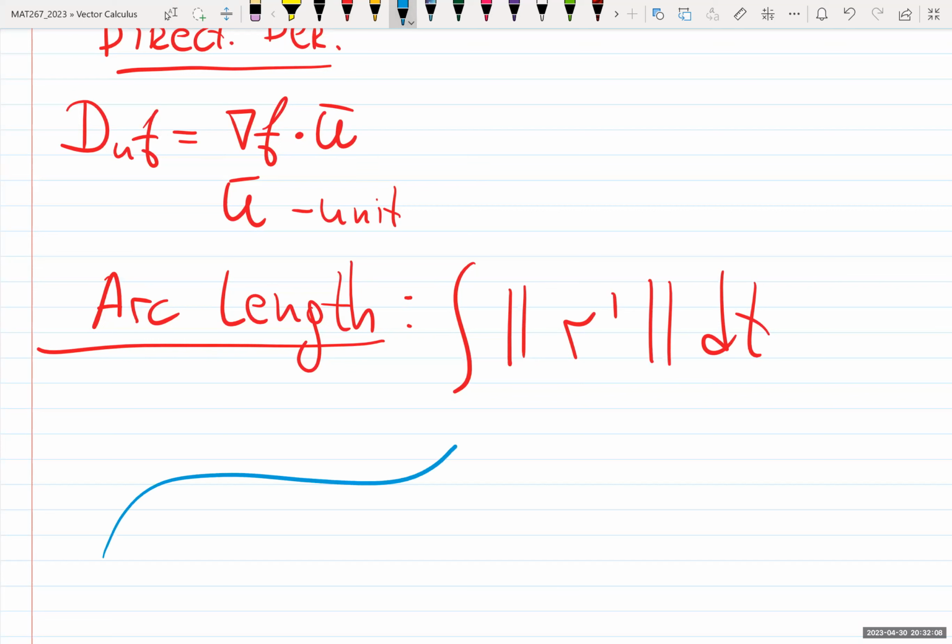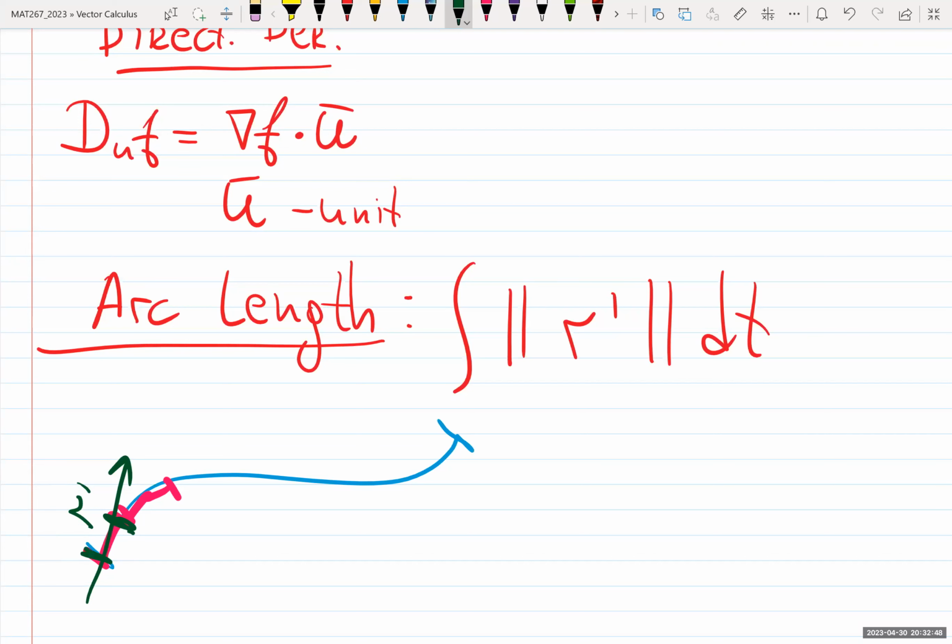Because arc length means length of the curve. We are taking those segments and adding them up together. But each segment is r prime. R prime is the vector, and I don't want any direction. I just want to have the size of it. So of course I take the magnitude then. Okay, that's too many bars. So that's how you can memorize. And adding them all together means Riemann sums, and Riemann sums means integration. And I feel like it's good enough.